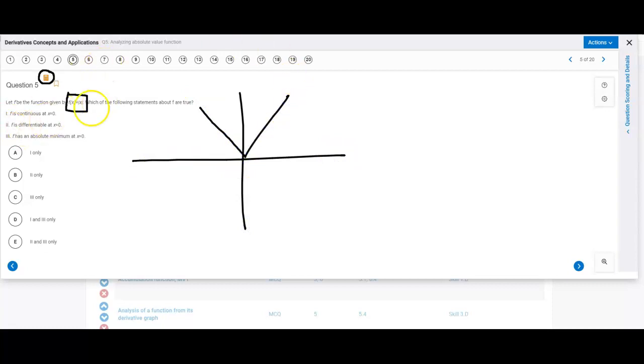So is it continuous? Well, there are no values of x that you're not allowed to plug in here. So yeah, it's continuous.